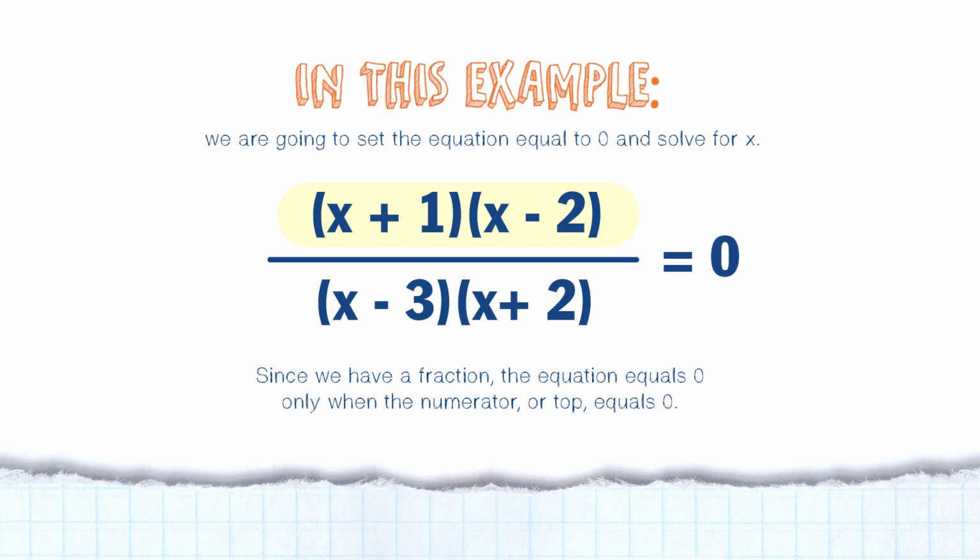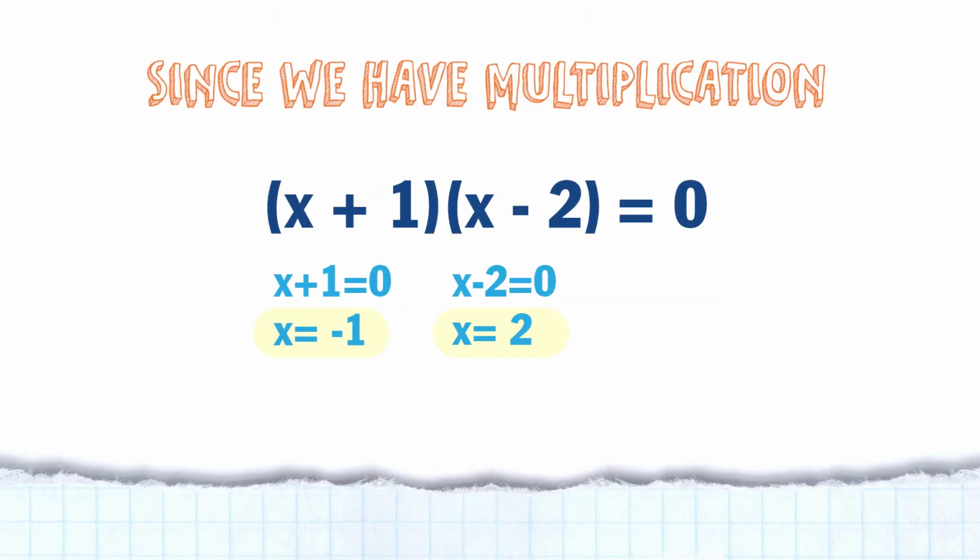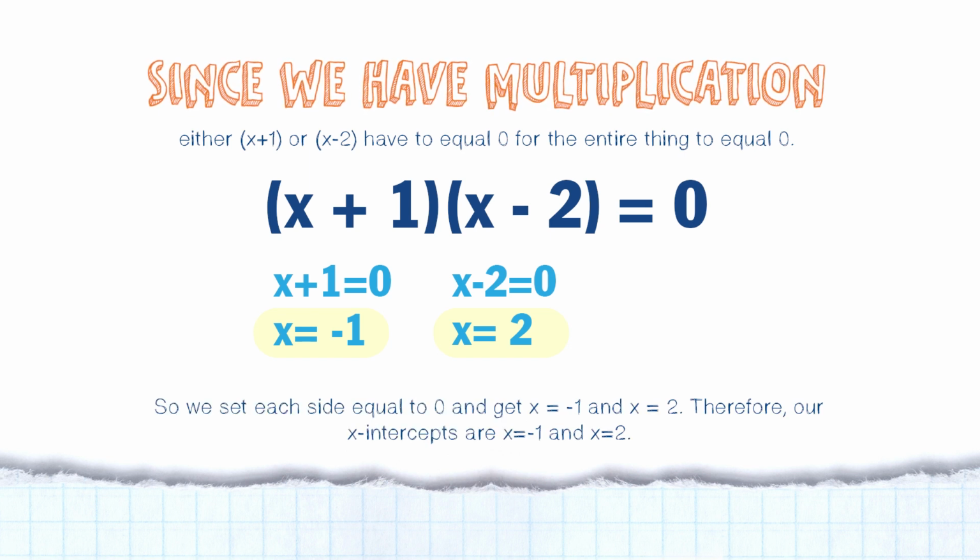Since we have a fraction, the equation equals 0 when the numerator, or the top, equals 0. Since we have multiplication, either x plus 1 or x minus 2 have to equal 0 for the entire thing to equal 0. So we set each side equal to 0 and get x equals negative 1 and x equals 2. Therefore our x-intercepts are x equals negative 1 and x equals 2.